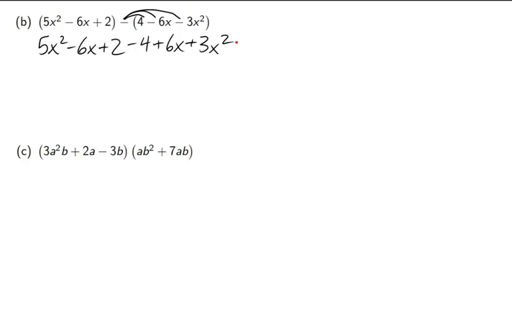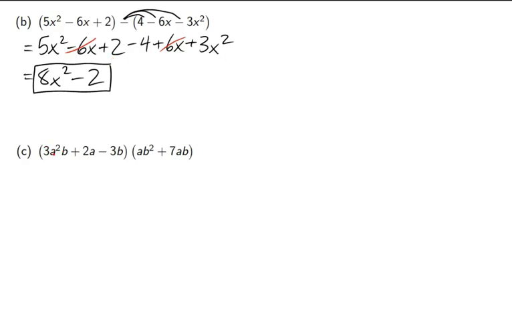And now that I don't have parentheses, I can just combine like terms. So I get 5x squared plus 3x squared is 8x squared. Negative 6x plus 6x, well, those cancel out. And 2 minus 4 is negative 2. So that's our answer for this one.